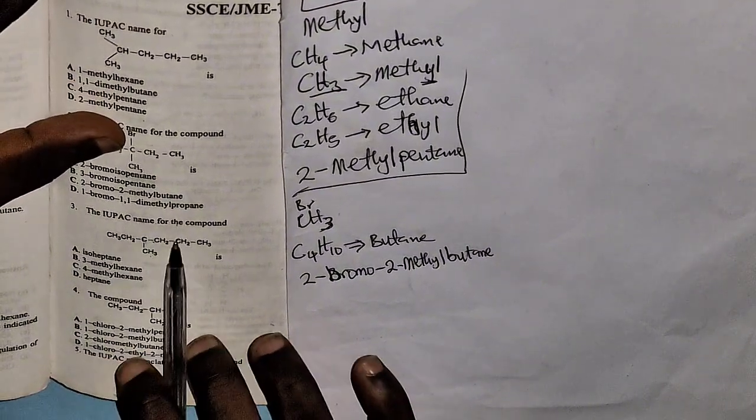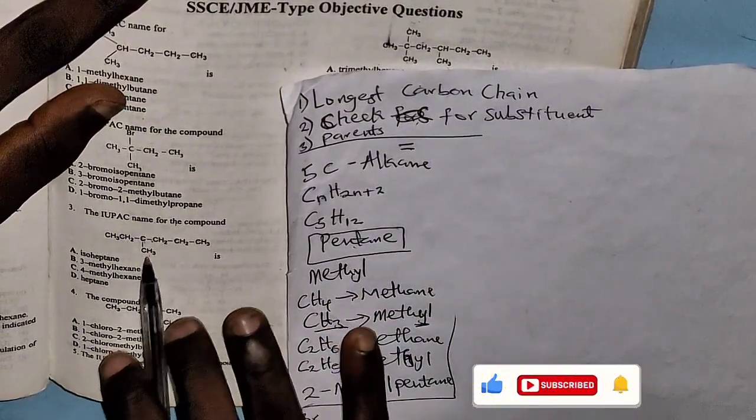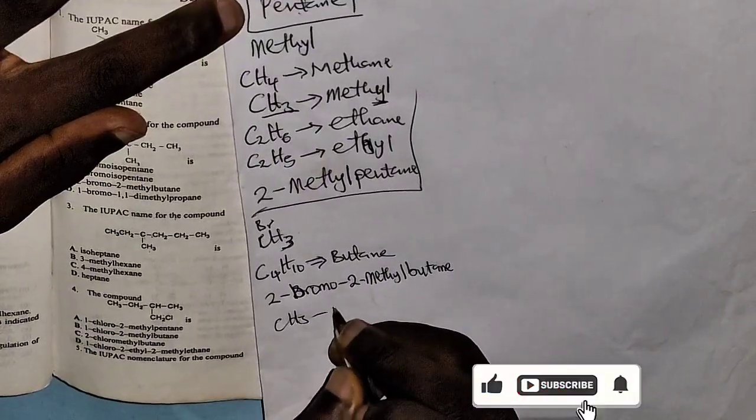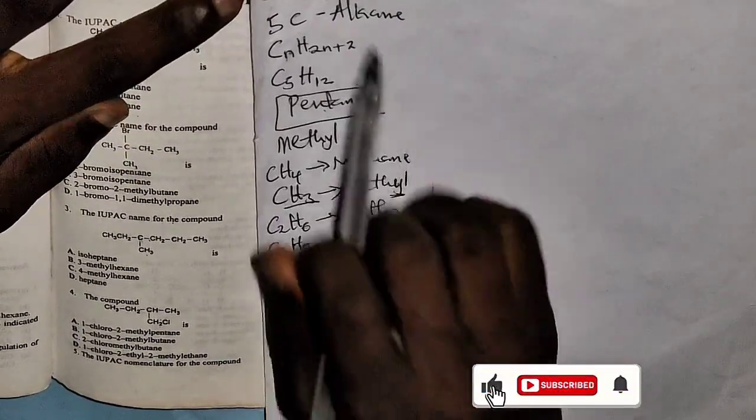Now, since we are going like this, we have already identified the longest chain. The next one is to check the substituents. The substituent we have is just one, methyl. So the substituent is CH3, which is methyl. Is that all? That is all. Then what's the parent name?